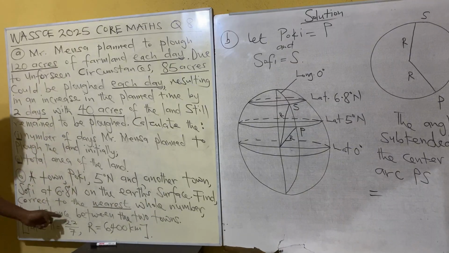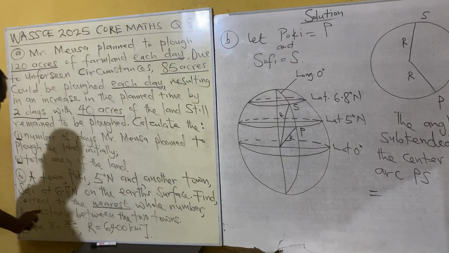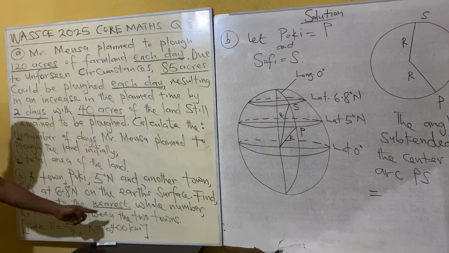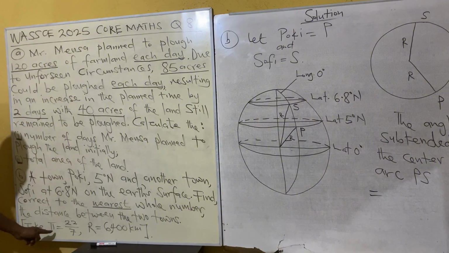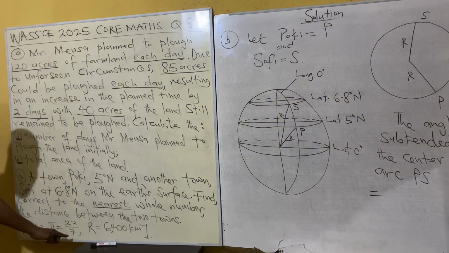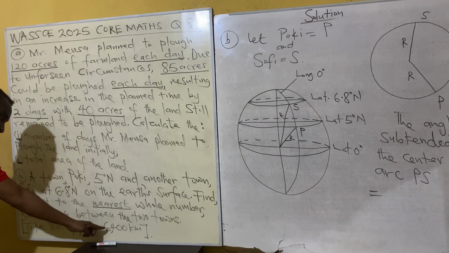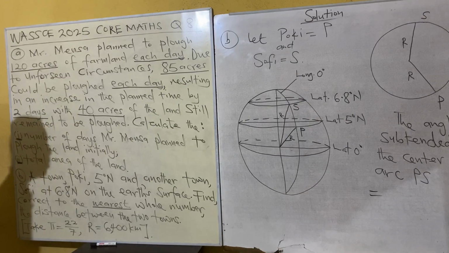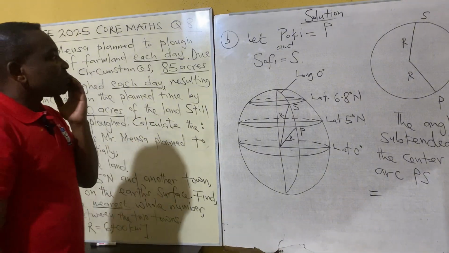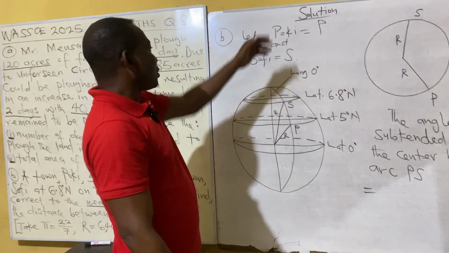Find, correct to the nearest whole number, the distance between the two towns. Take pi is equal to 22/7 and capital R, being the radius of the Earth, to be 6,400 kilometers. Okay, so now let's come to the solution.